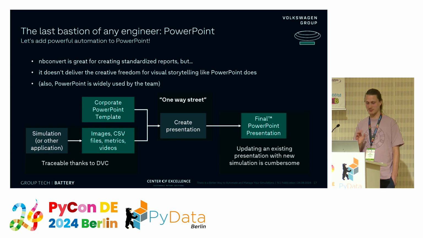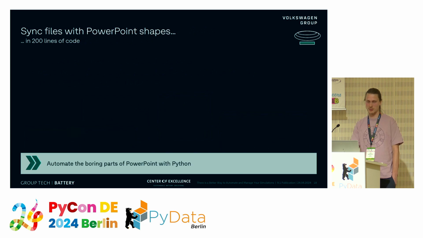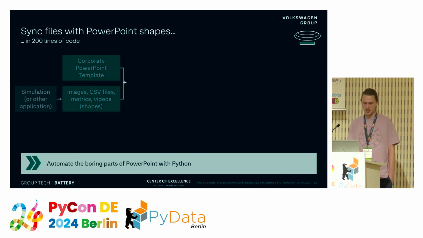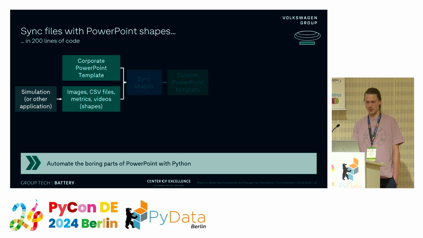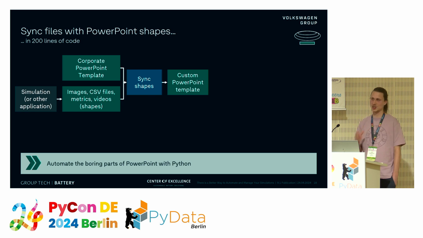So this is the normal workflow, I would say, but it's not really ideal. It can be very cumbersome. So how can we improve this in just 200 lines of Python code? First of all, we have our same setup. We have our simulation, which creates images and so on, a corporate PowerPoint template. But then we call a sync shapes function.